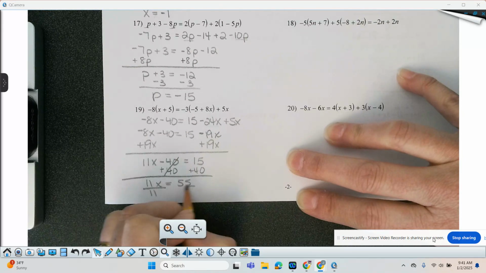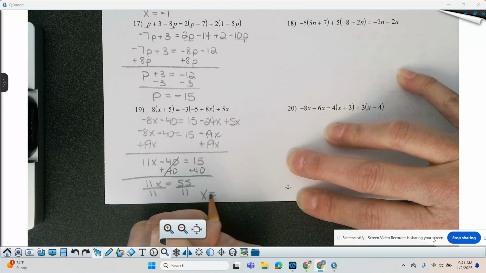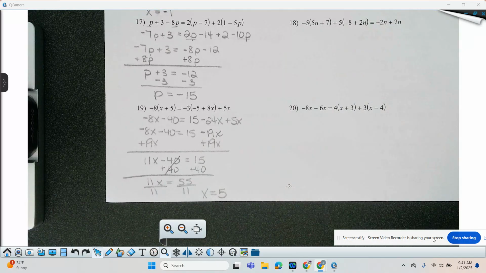And all of these problems were very nice, and they came out to be whole numbers. It is possible now that you are in Math 3 that you may get answers that have decimals. You may get answers that are fractions. You may end up eventually getting radicals. You won't always get these nice integer numbers like 5s and negative 1s and negative 15s.